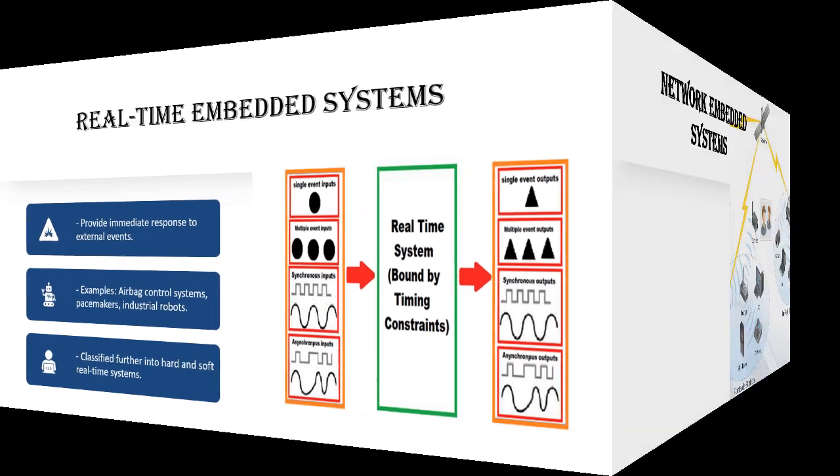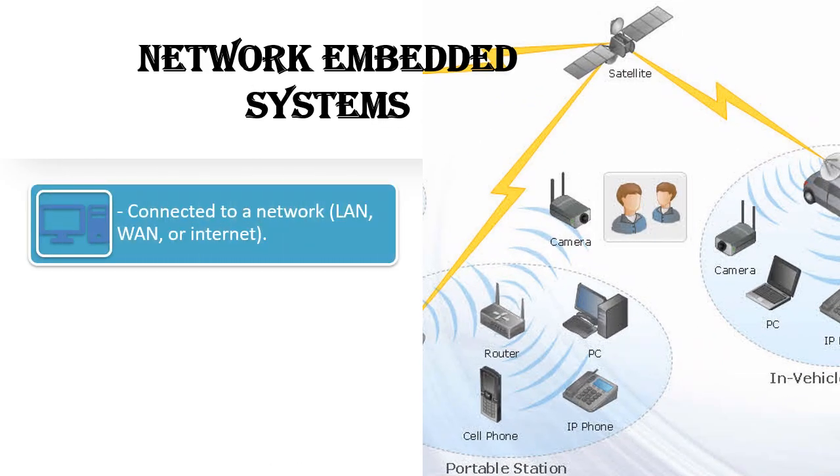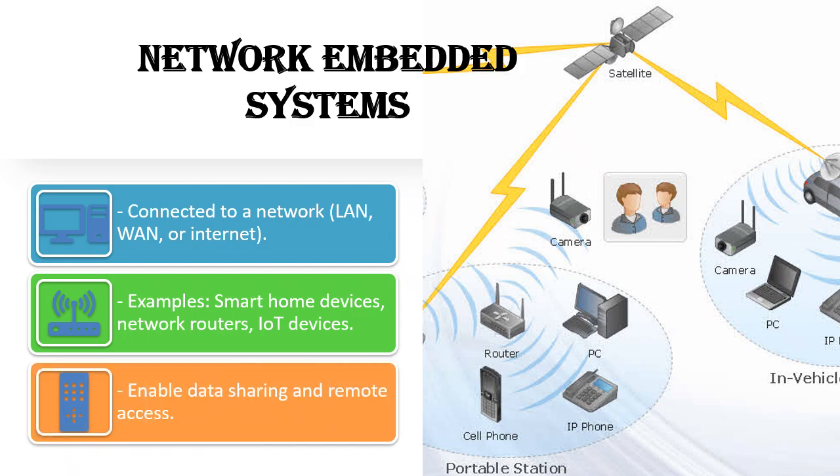Network embedded systems. Network embedded systems are connected to networks like LAN, WAN, or the Internet. These include smart home devices, network routers, and IoT systems. Their main advantage is enabling communication and remote access.